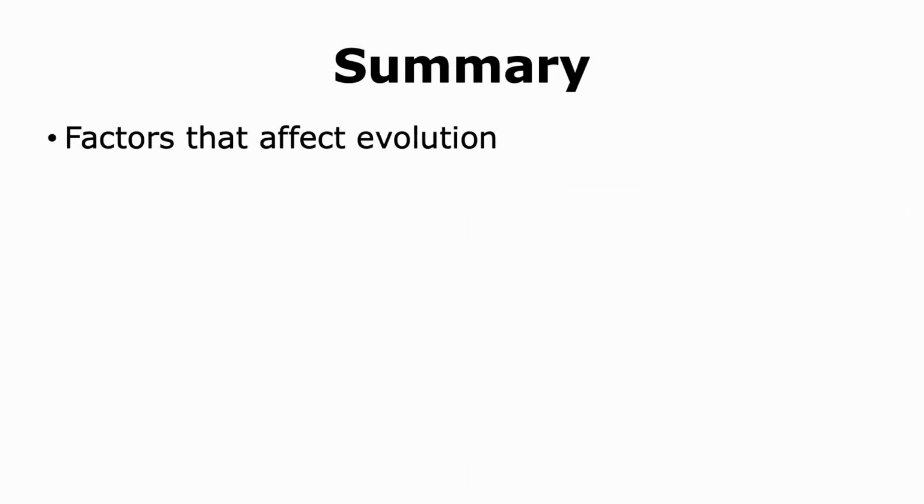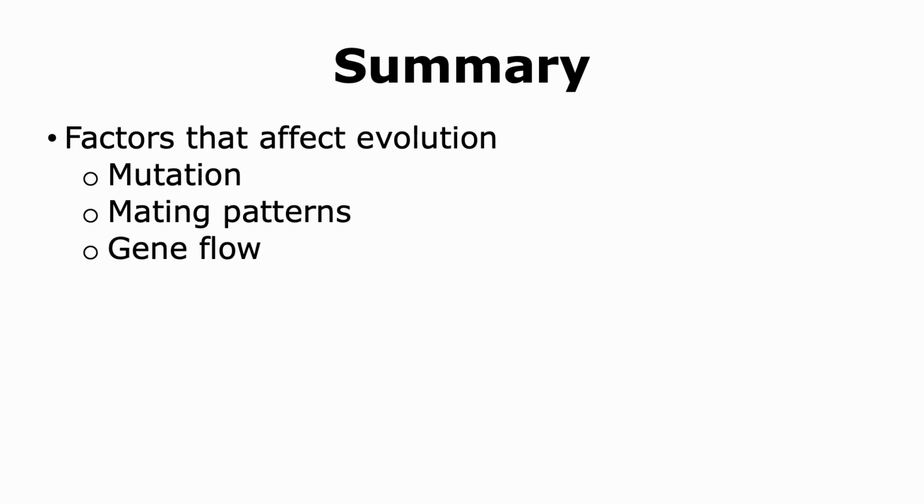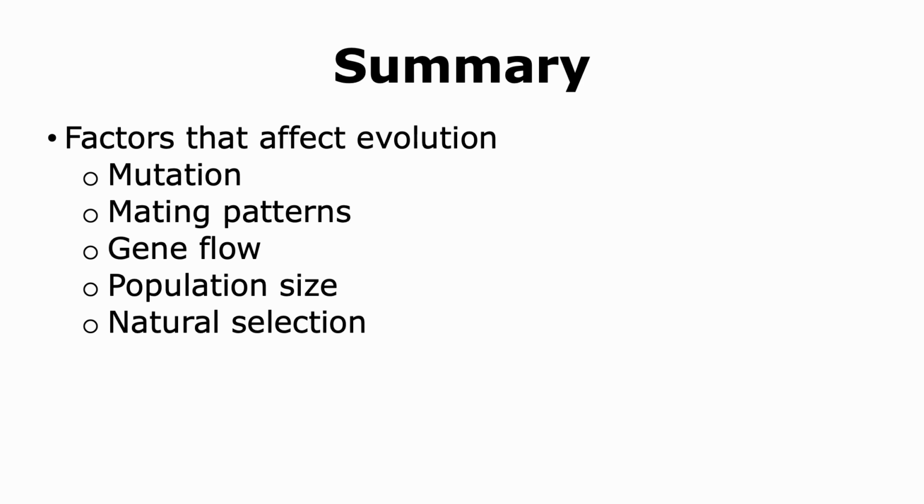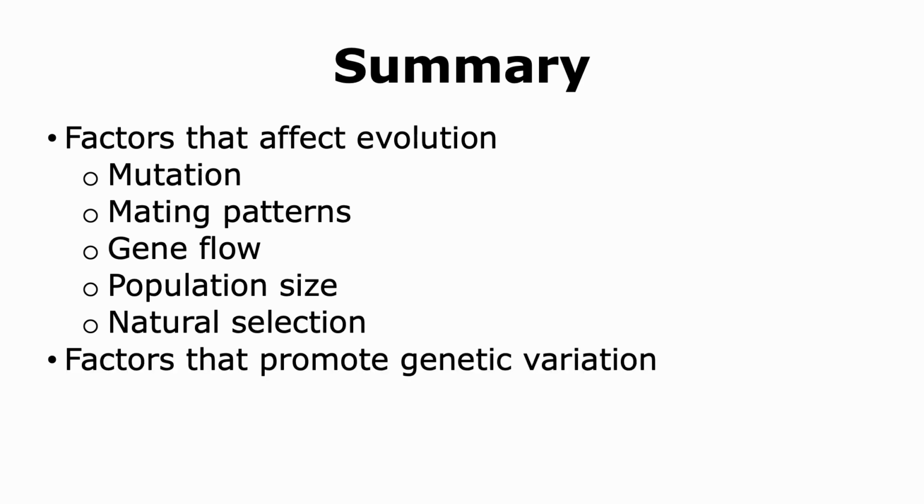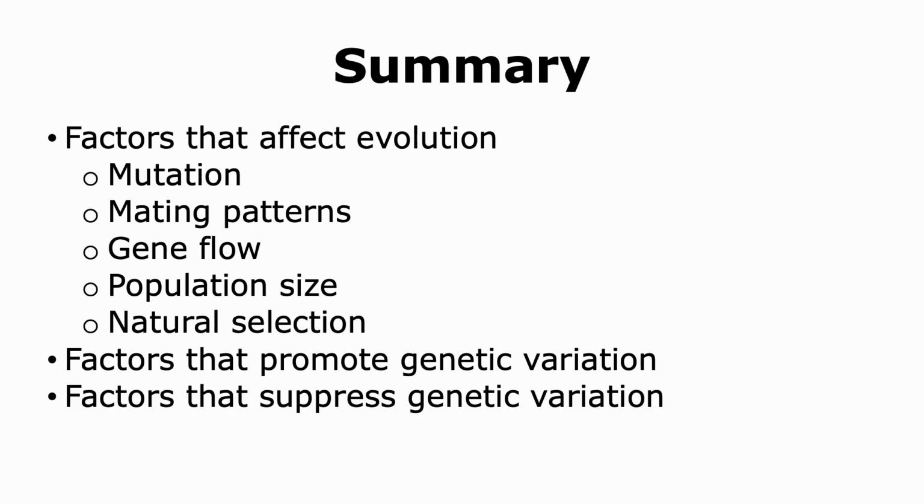With this, we come to the end of our talk, where we learned about the different factors that can affect evolution, which include mutations, mating patterns, gene flow, population size, and natural selection. We also learned that some of these factors can promote genetic variation that drives evolution, like mutations and natural selection. On the other hand, there are other factors that can suppress genetic variation, like small population sizes or inbreeding.